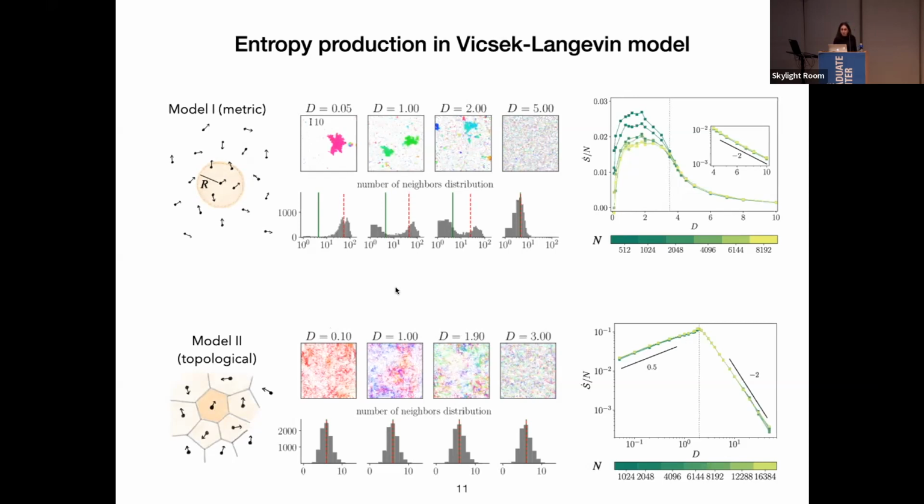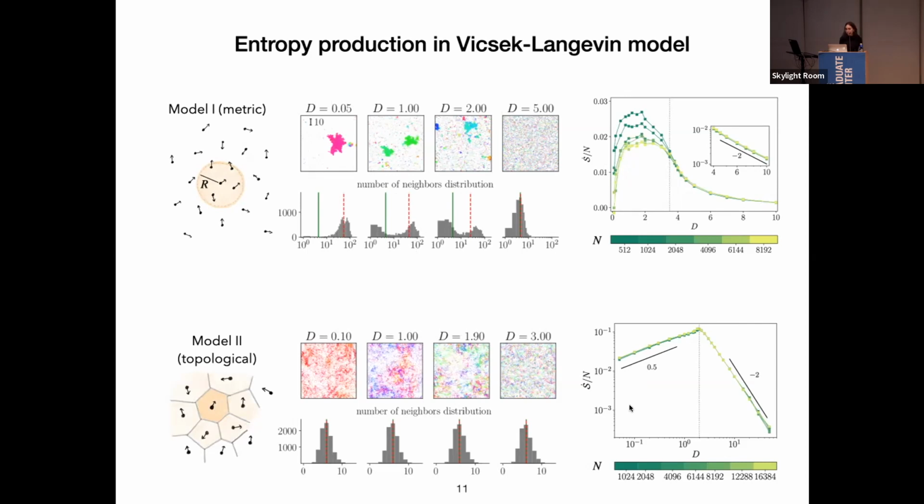And you can also see that, in the first case, from the distribution of the number of neighbors, signaling this coexistence of dilute and dense phases. And correspondingly, we have different shapes for the entropy production rate curves. Here it's the entropy production rate per particle divided by the size of the system.